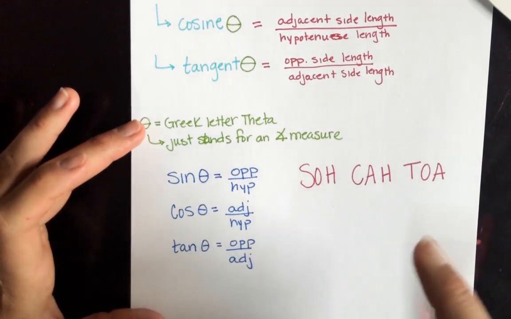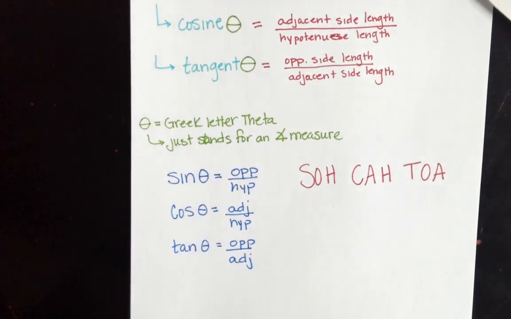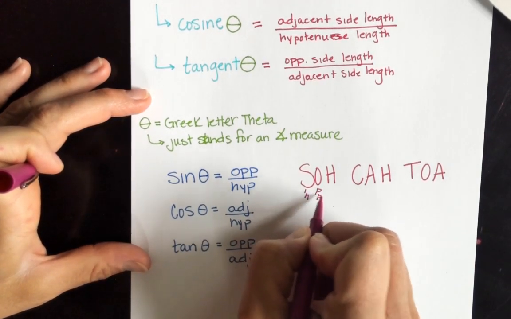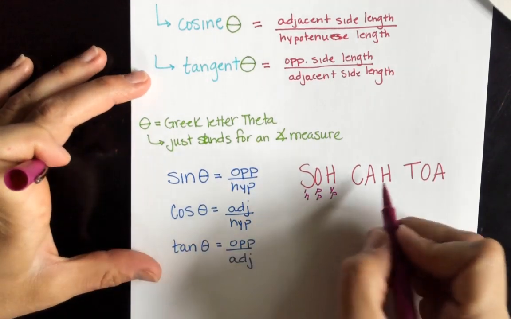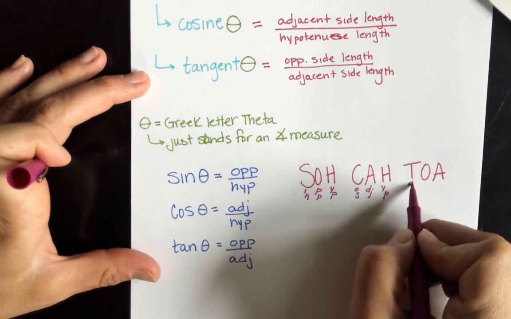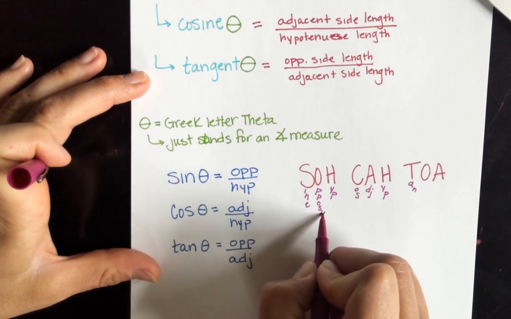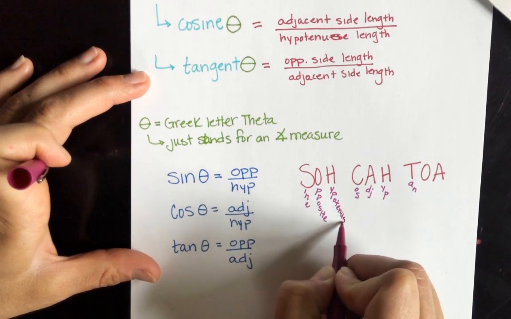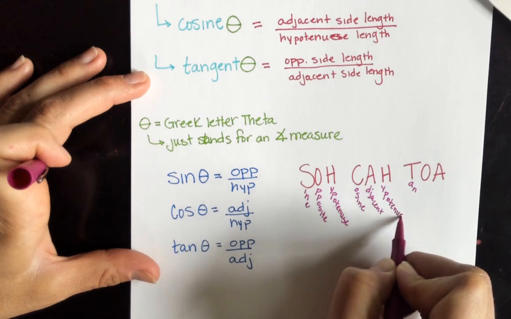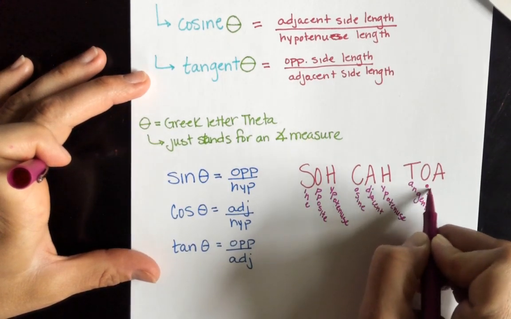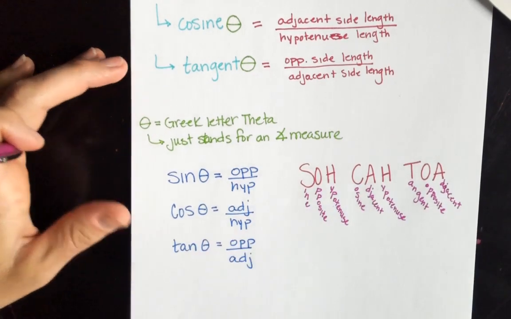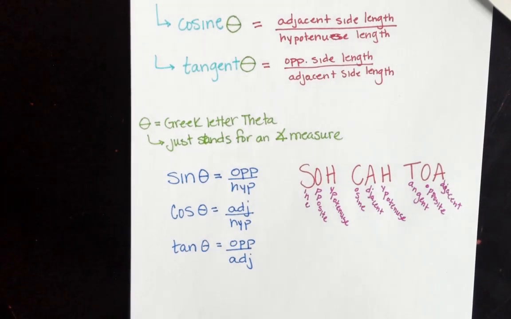So in this, the first word here, this is sine, and then the O stands for opposite, and the H stands for hypotenuse. And then we have cosine with adjacent and hypotenuse, and tangent, which is opposite over adjacent. So that is by far the easiest way to memorize it.